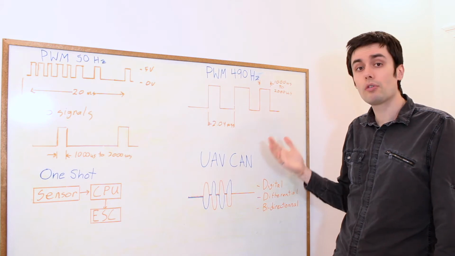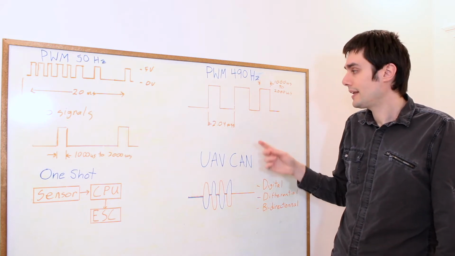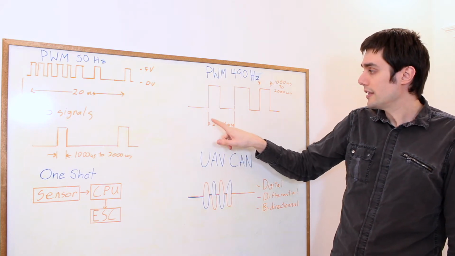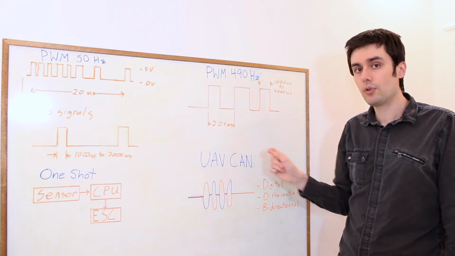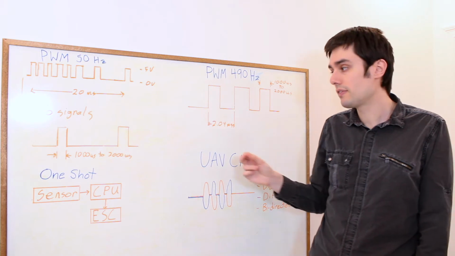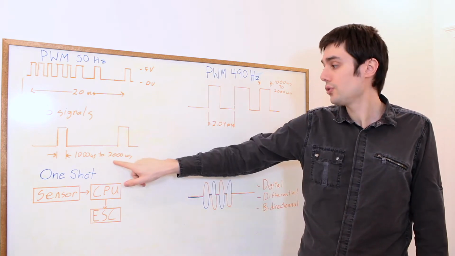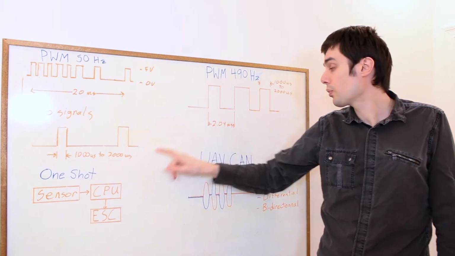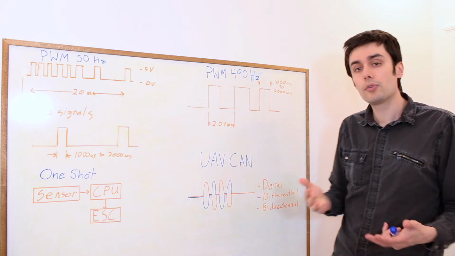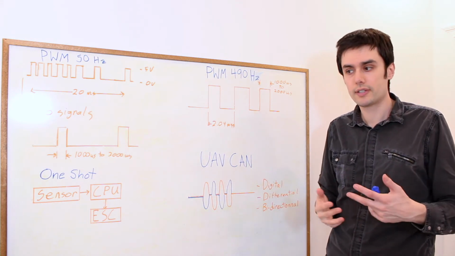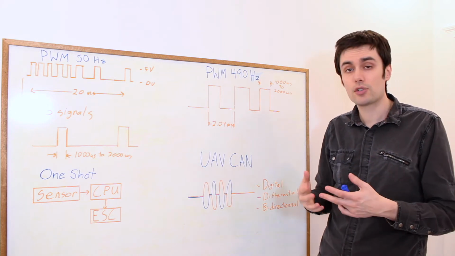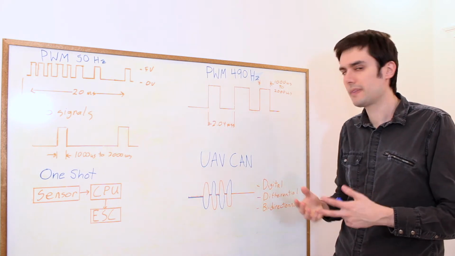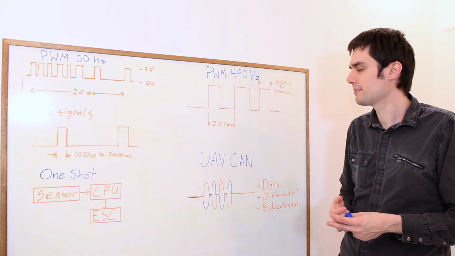You might wonder why not go faster than 490 Hz. And that's because at 490 Hz, the update happens every 2.04 milliseconds. And if you remember, our 100% signal value is represented by 2 milliseconds. So if we were to go faster, we would not be able to distinguish between a fault, which would be, for example, a 5-volt signal that's sent to your ESC, and an actual 100% command. That could be actually quite dangerous in some cases.